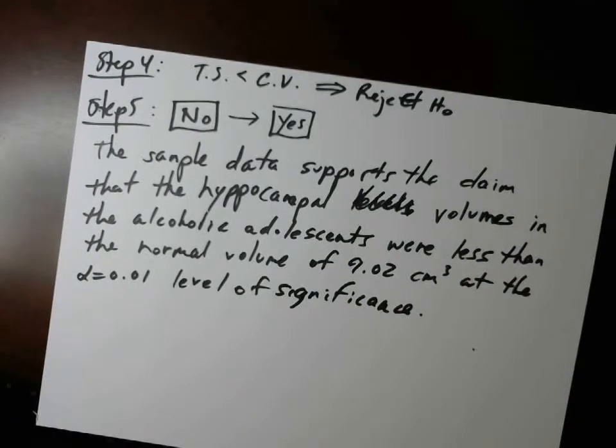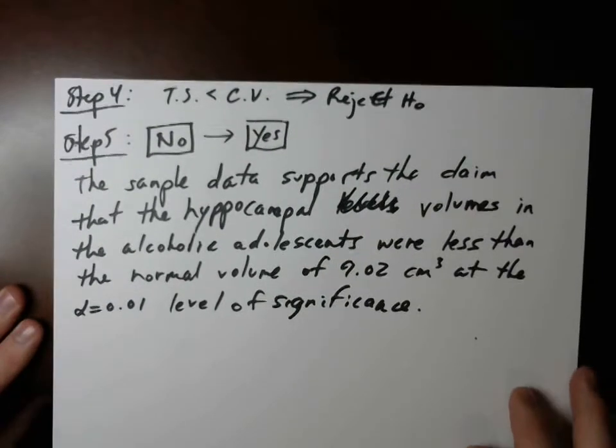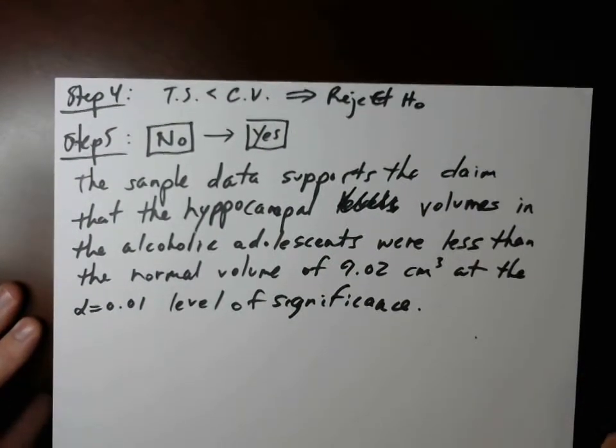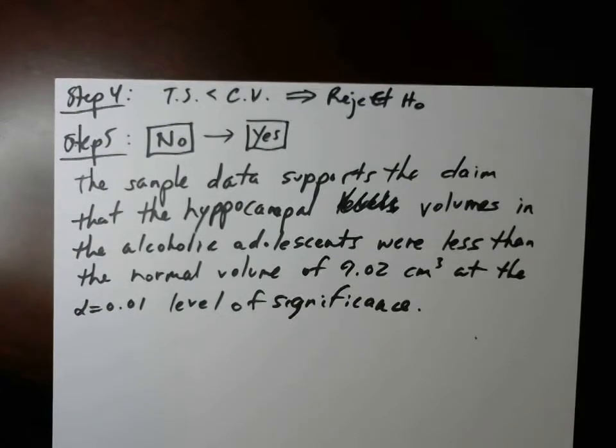The sample data supports the claim that the hippocampal volumes in the alcoholic adolescents were less than the normal volume of 9.02 centimeters cubed at the alpha equals 0.01 level of significance. Okay. Hopefully you're getting this flow chart down, but I did the classical approach for this mean example. Go ahead and try to see if you can understand the p-value approach for rejecting H naught.